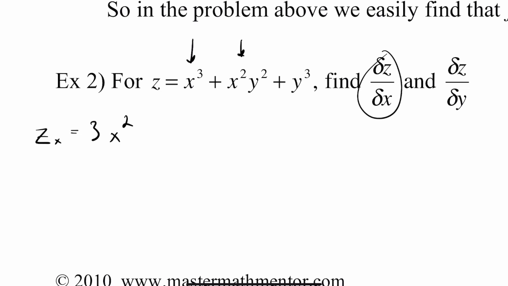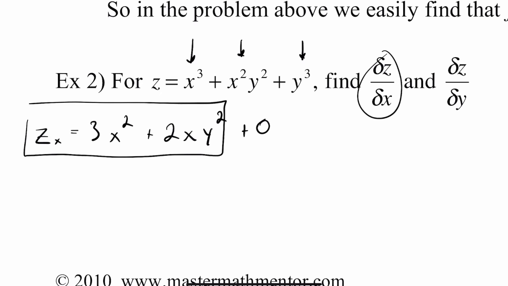Now the next term, x squared y squared. I'm taking the derivative with respect to x, so the derivative of x squared would be 2x, and then that y squared, I just treat it as a constant. So it just gets copied down after the 2x. And then that third term, y cubed, there is no x in it. So y cubed is just treated as a constant, and the derivative of that would be 0. So then z_x would be 3x squared plus 2x y squared.